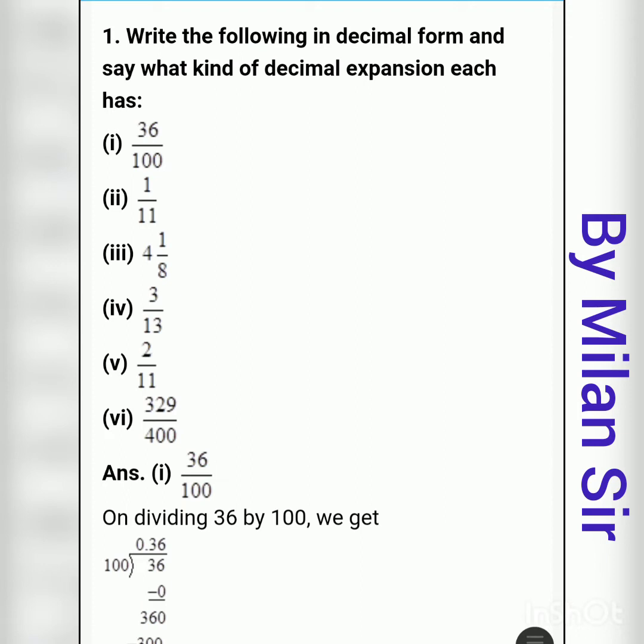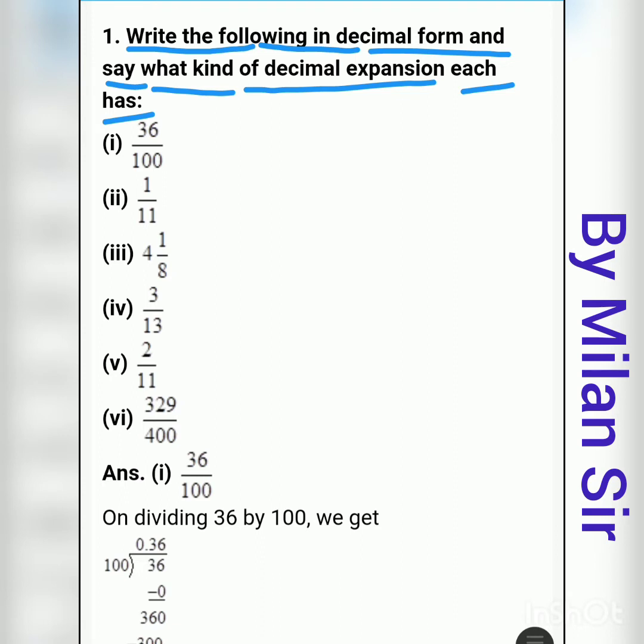Okay, so let's start with question number 1. First of all, read this question. Write the following in decimal form and say what kind of decimal expansion each has. Here we need to find the decimal expansion, and first of all, we need to convert this number into decimal form.